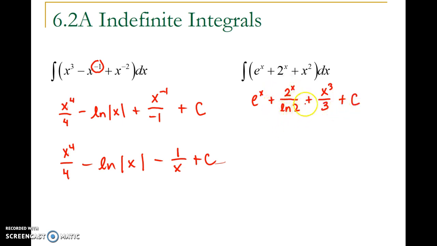The reason that we divide by natural log of 2 is because, remember, the derivative of 2 to the x is 2 to the x times natural log of 2, and dividing by the natural log of 2 is to get rid of the natural log of 2 because there isn't one in my integrand. You can always check your answer by taking a derivative of your solution.